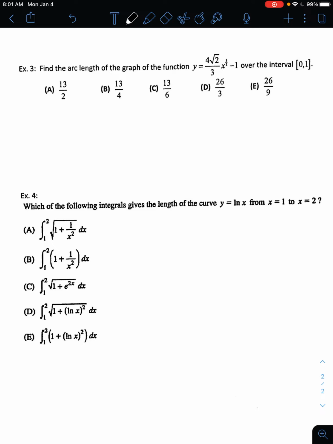And we're back. Okay, so first thing we need to find is y prime. And that's going to be 2 square root of 2 x to the 1/2. All right, now we can set up our integral. So we are going to have the integral from 0 to 1, square root of 1 plus, and then we're going to square y prime. And so when you square that, you should get 8x.